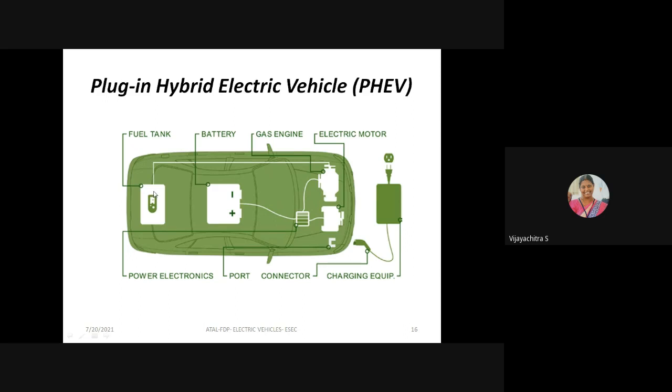Then we have to switch between which one is operated. Suppose the vehicle is first operated with the fuel, and once the fuel has drained, we can switch to battery operation. So depending upon the user's requirement and which one is desired, we can operate it. And this is about the charging, similar to that. There is a port, connector and charging equipment, and the power electronics, all others are similar to the AEV.